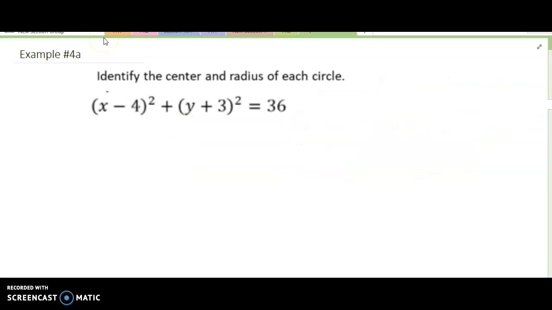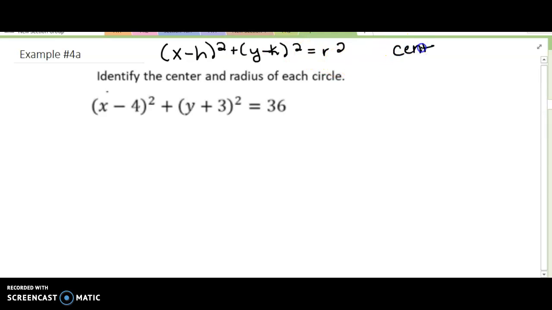All right, so here I'm given the equation and I want to pull out my center and my radius. Okay, so I'm just going to use the standard equation of a circle. Okay, so my center is h, k, and my radius is r. All right, so now if I go through, my h is right here, so my 4 is my h, which is also the x value of my center.